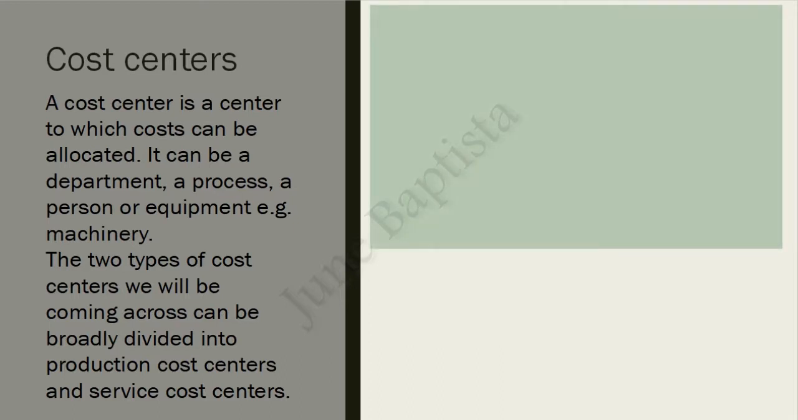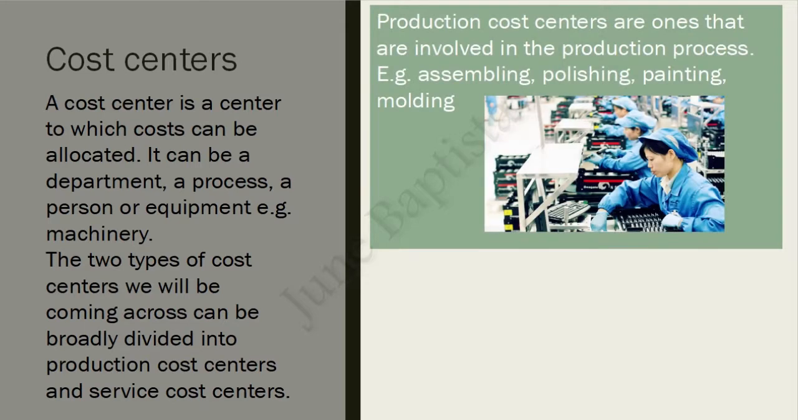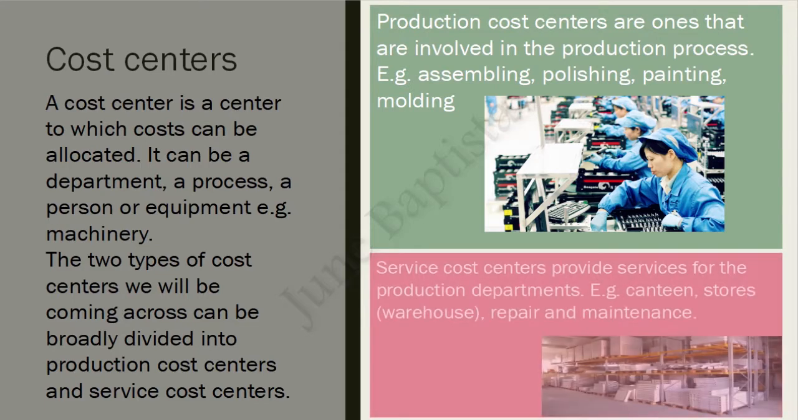What is a production cost center? Production cost centers are ones that are involved in the production process. For example, assembling, polishing, painting, molding, etc. What are service cost centers? Service cost centers provide services for the production departments. Examples: services provided by canteens, by stores or warehouses, repair and maintenance, etc.